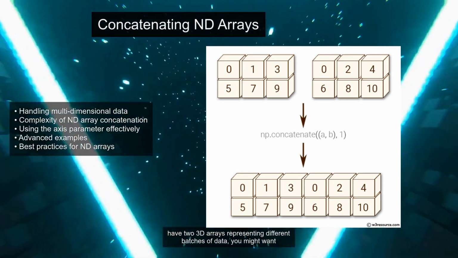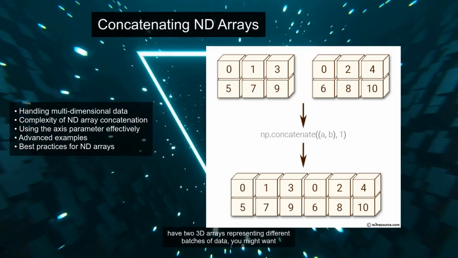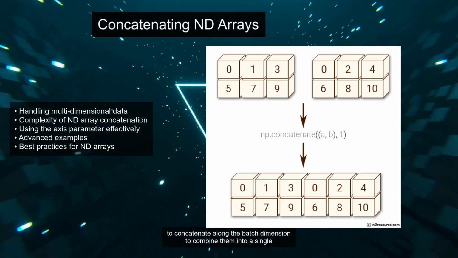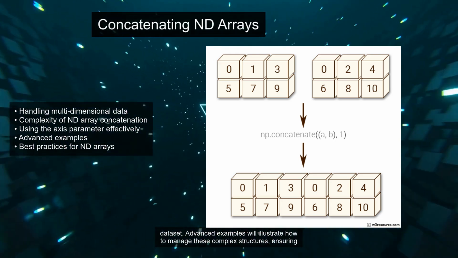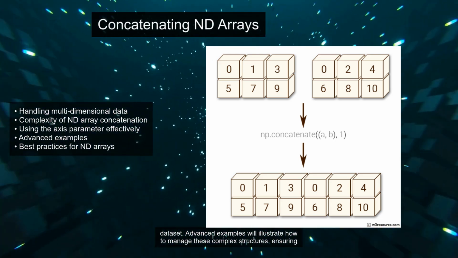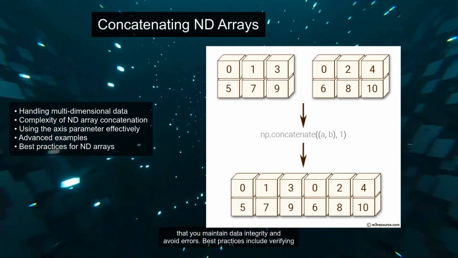For instance, if you have two 3D arrays representing different batches of data, you might want to concatenate along the batch dimension to combine them into a single dataset. Advanced examples will illustrate how to manage these complex structures, ensuring that you maintain data integrity and avoid errors.